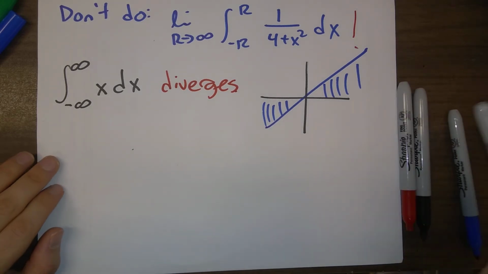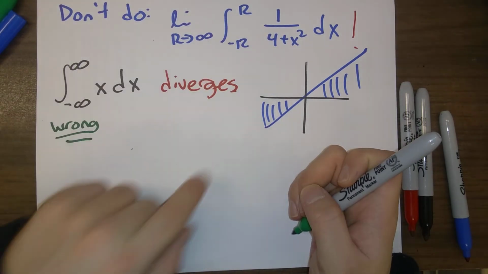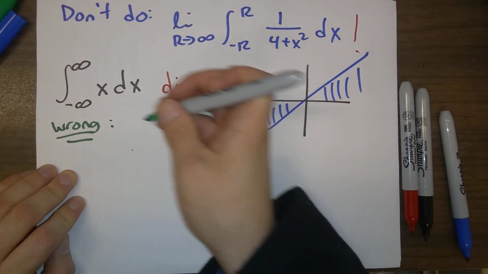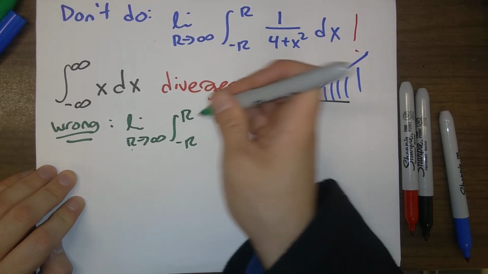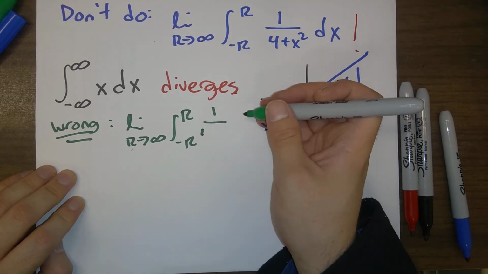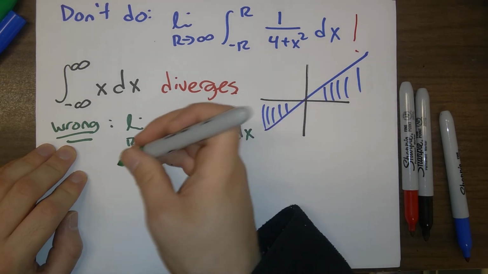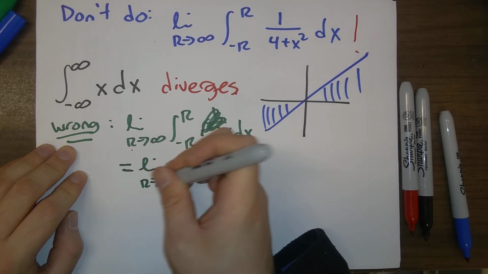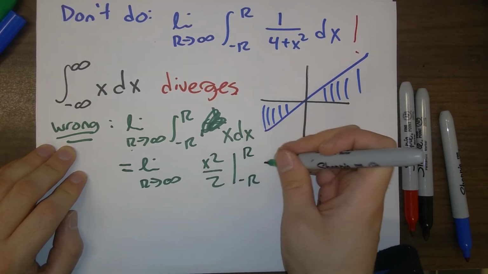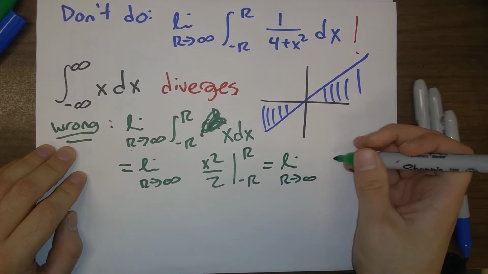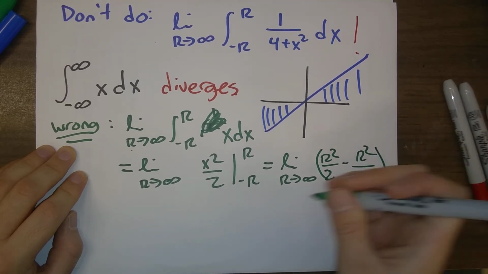So a wrong solution would be to do this exact thing up here and say that this is the limit as r goes to infinity of the integral from minus r to r of, sorry, I'm doing a click at this problem here, x dx. Limit as r goes to infinity of x squared over 2, plug in minus r to r, limit as r goes to infinity of r squared over 2 minus r squared over 2, and that's 0.